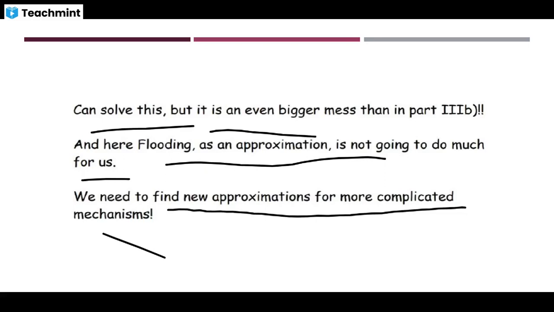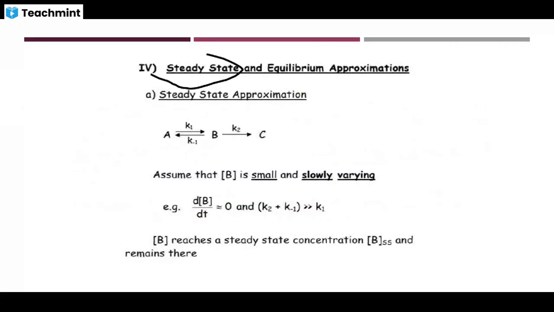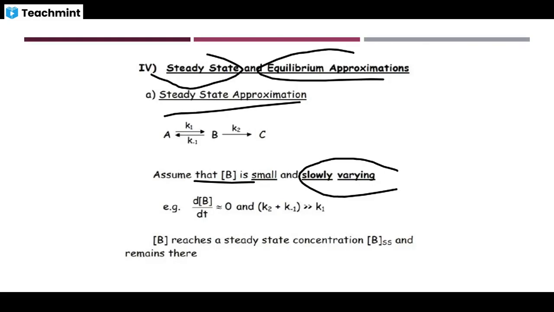Okay, what are the approximations? Steady state and equilibrium approximation. First we saw the steady state approximation. Okay, steady state approximation: B is the intermediate. Okay, so B is very small and changing very little, because as soon as B is formed, it is converted back to A or converted into product C. Okay, so the change of B with respect to time is very small, so you can take it approximately equal to 0. Then K2 plus K minus 1, the decomposition, is greater than K1. Okay, B reaches a steady state concentration, B steady state, and remains there.